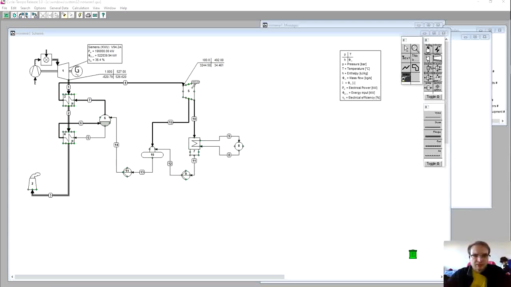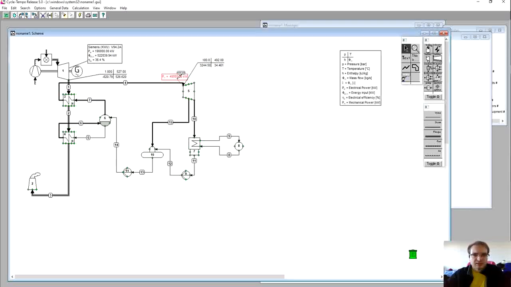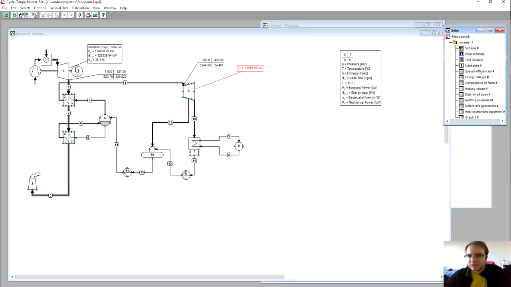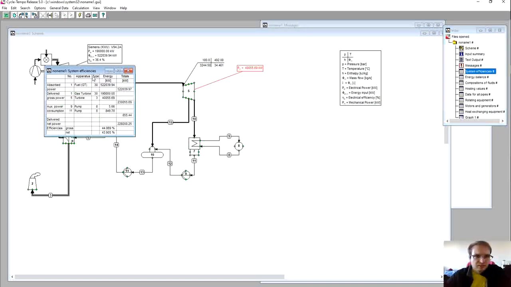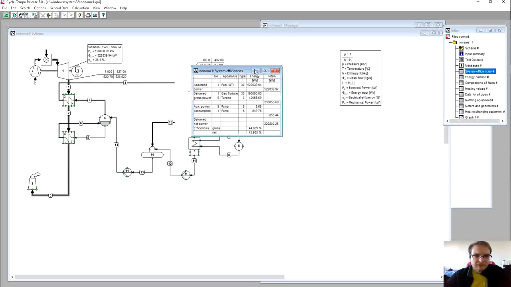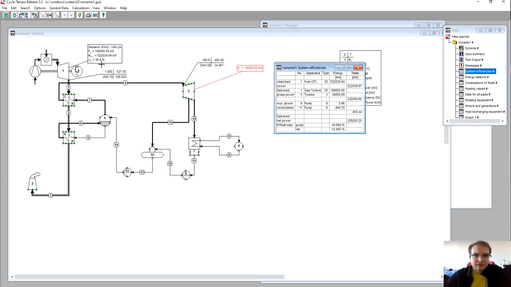Now we can have a look how much extra power did we get. So on top of the original 190 megawatts, we get another 40 kilowatts by this turbine. Looking at the system efficiencies, we achieved an increase of efficiency from 36% to almost 44%.